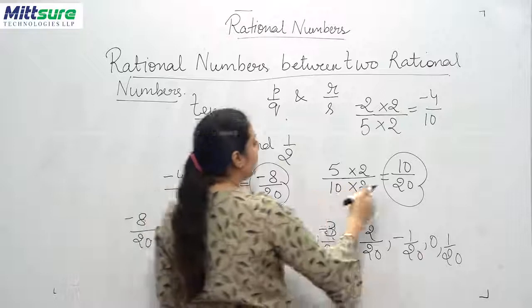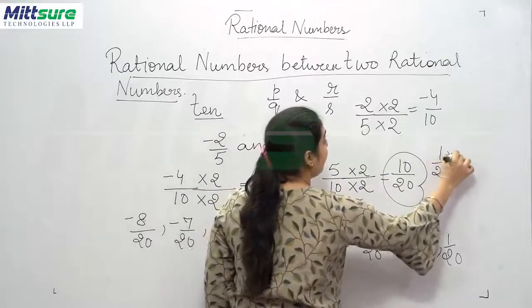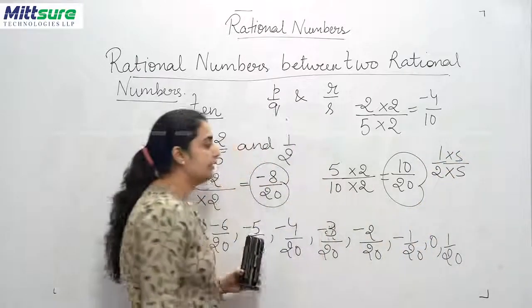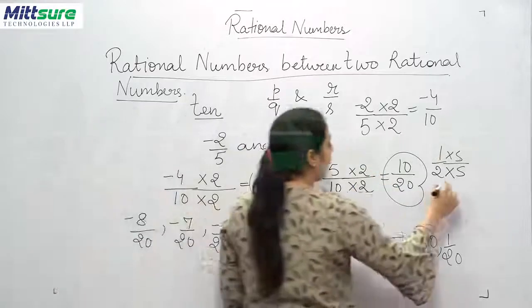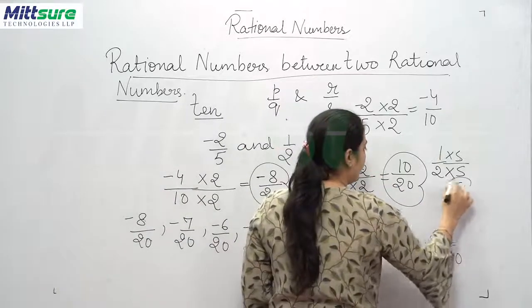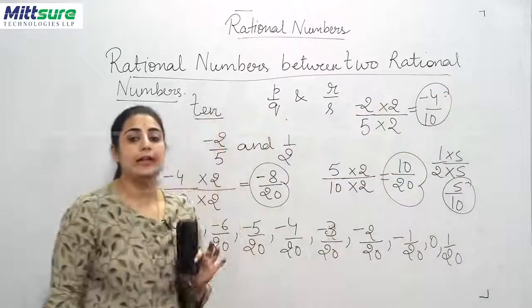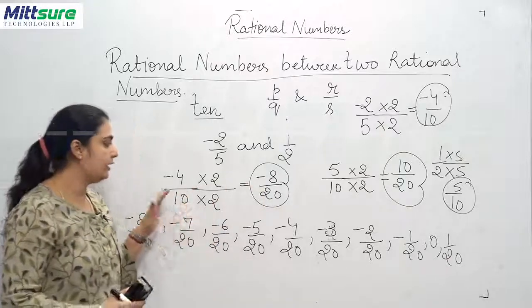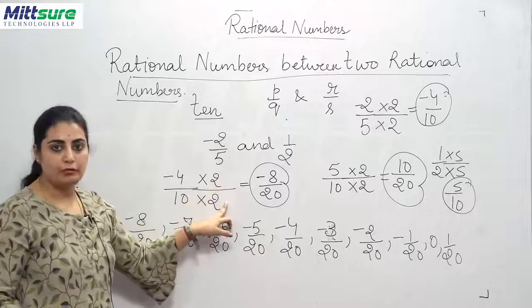And I multiplied 1 upon 2 with 5 below and above, that is with the denominator and with the numerator, and I got 5 upon 10. So this was the first range, but I was supposed to find out 10 rational numbers between the two. I increased my range by again multiplying the results with 2.